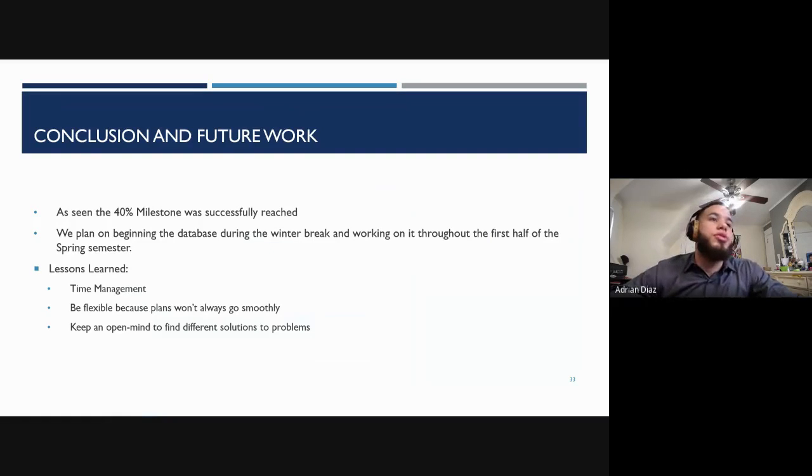Here we have the conclusion of future works. As seen, we completed the 40% milestone, and throughout the winter intersession, we will be working on the implementation of an SQL database, and we will be integrating this within the project, hopefully in the second half of the spring semester. The hardware team will also be keeping an open mind towards other possible lock designs for optimization during this time.